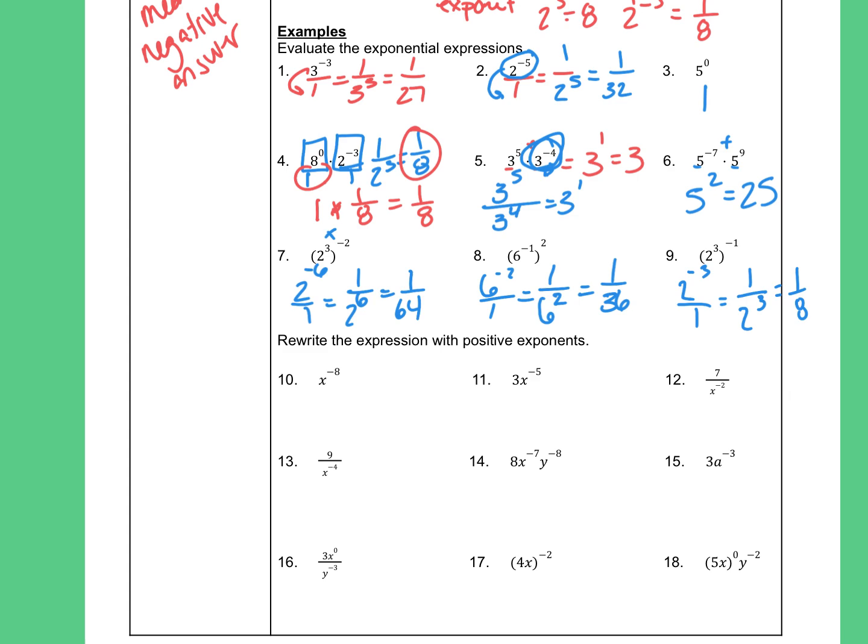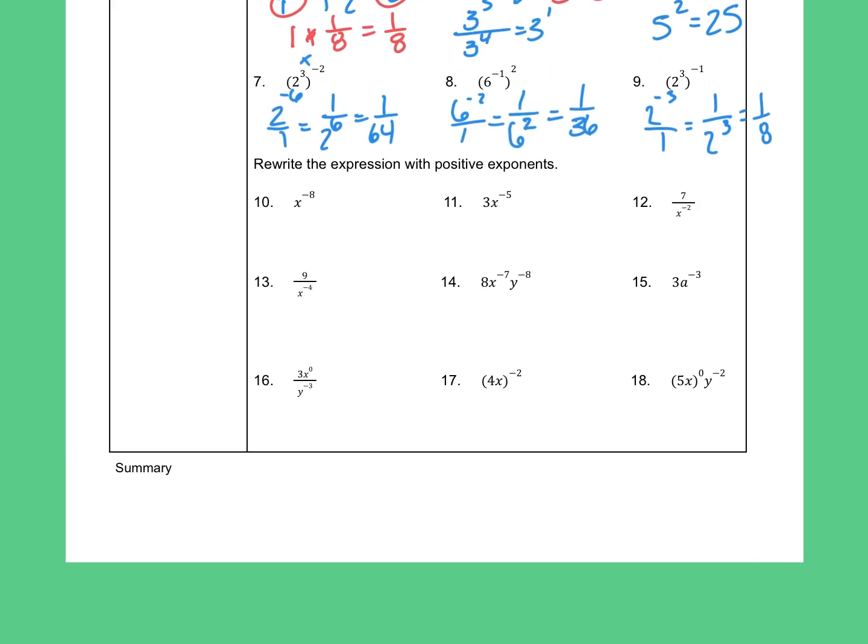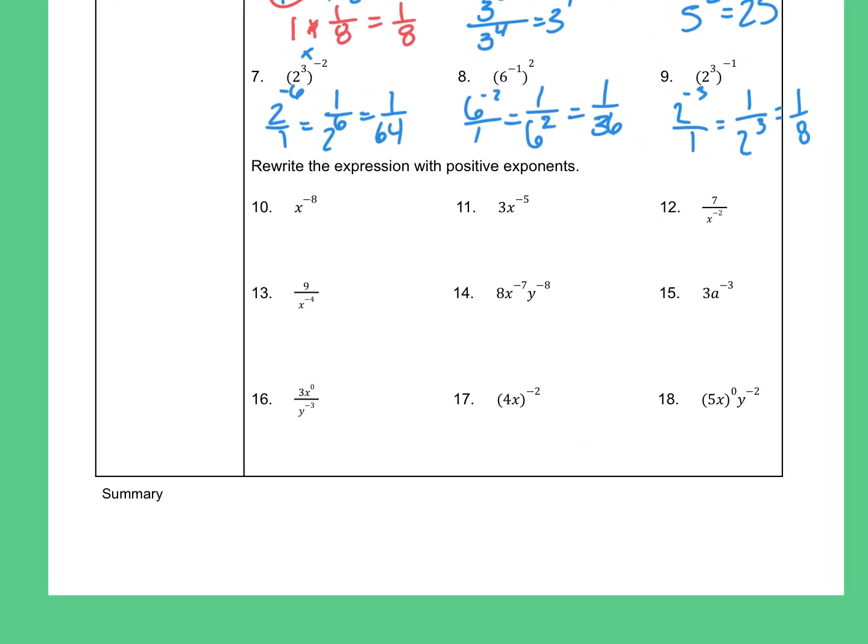And it works the same way if we have variables. So on number 10, I want to make it a fraction. And then this has a negative. It's in the numerator, so it needs to move down to the denominator. So in the denominator, I'm going to have x. When I do that move, it makes it positive, so x to the 8th, and then have that 1 for a placeholder on top.